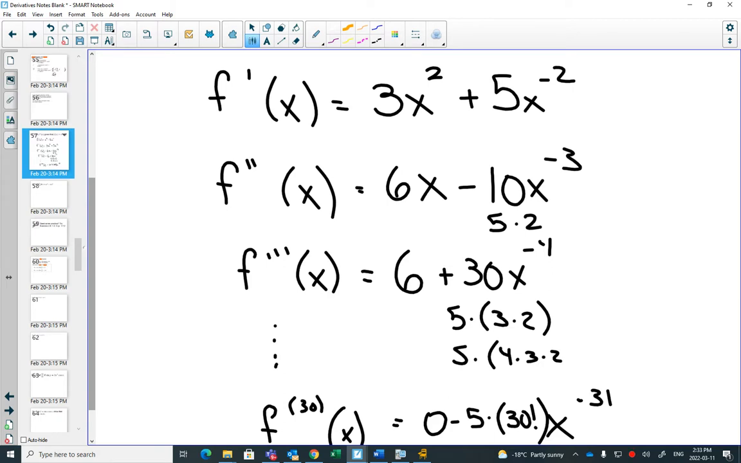And then eventually, following that pattern, at 30, you would still have the 5, and then you would have 30 times 29 times 28 times 27 times 26 times 25, all the way down. Insanely large number, but not too large that your calculator gets mad. Yes, because at a certain point, your calculator gets mad and doesn't like it anymore.